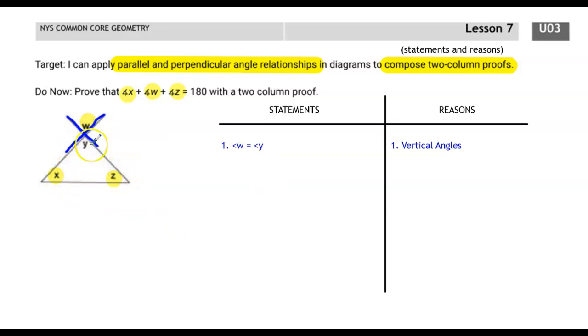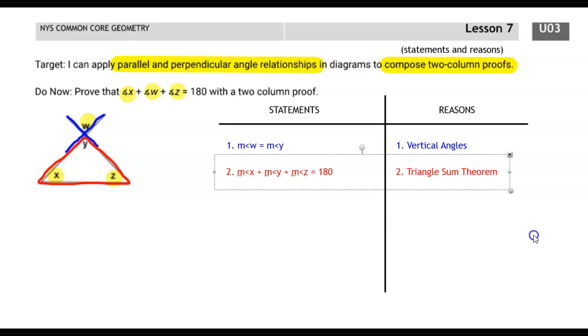The thing I chose to do first was identify that angle W and angle Y are equal to each other. They're congruent to each other, actually. So to be more mathematically accurate, I said that the measure of angle W is equal to the measure of angle Y. Whatever these two numbers are, they're equal to each other. And the reason I said that is because of vertical angles. I know that vertical angles are congruent to each other. In other words, they have the same measurement.